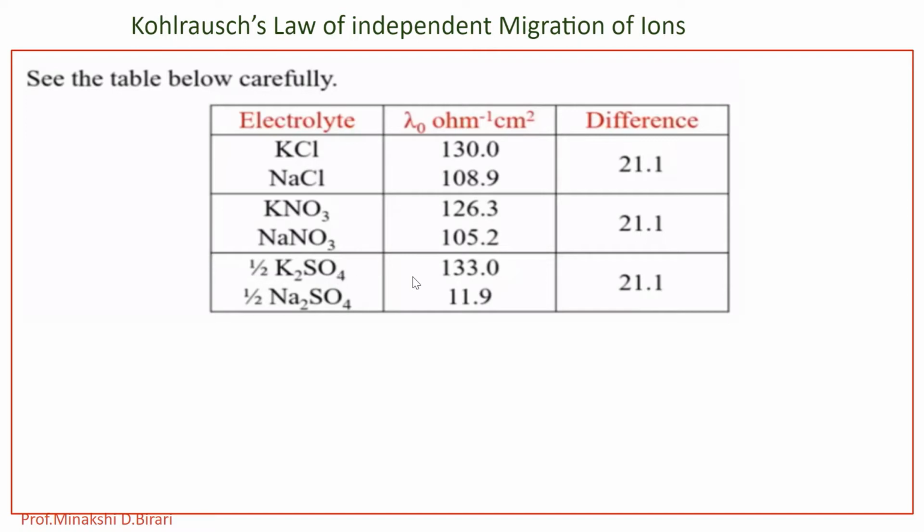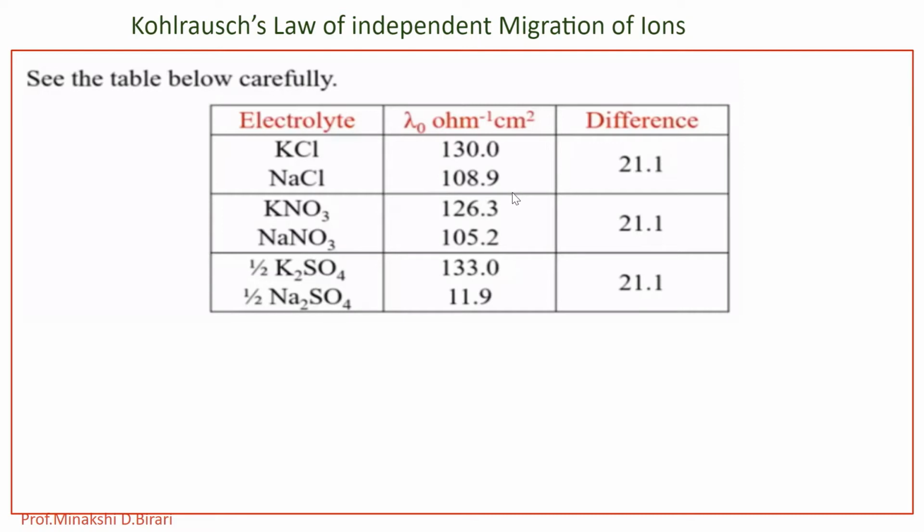In this table, the lambda 0 values are for pairs of strong electrolytes with a common anion, for example KCl and NaCl, or KNO3 and NaNO3, K2SO4 and Na2SO4. These are pairs of strong electrolytes with a common anion.